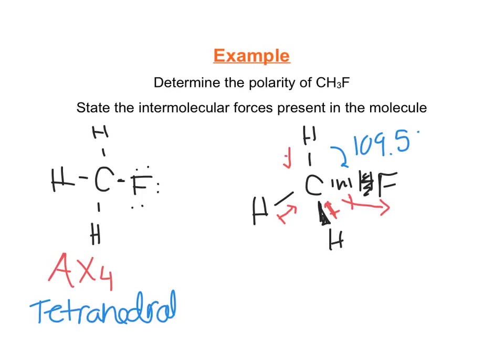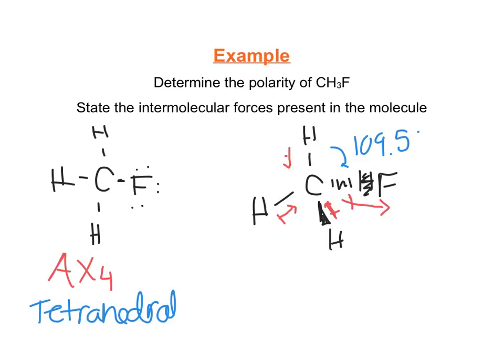Now all of these arrows with the hydrogens make a bit of a tripod that are pointing towards the fluorine, and then this arrow for the fluorine is pointing again away from the carbon. So in general the polarity is pulling towards fluorine, and this would be a polar molecule.